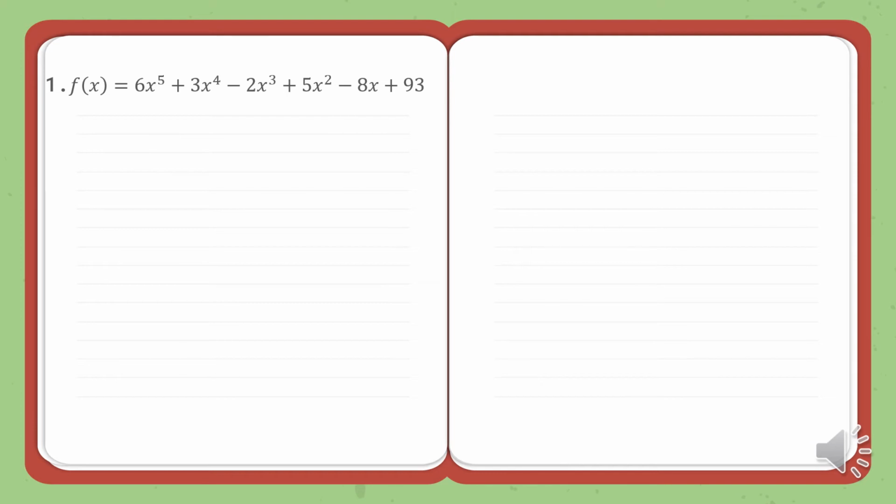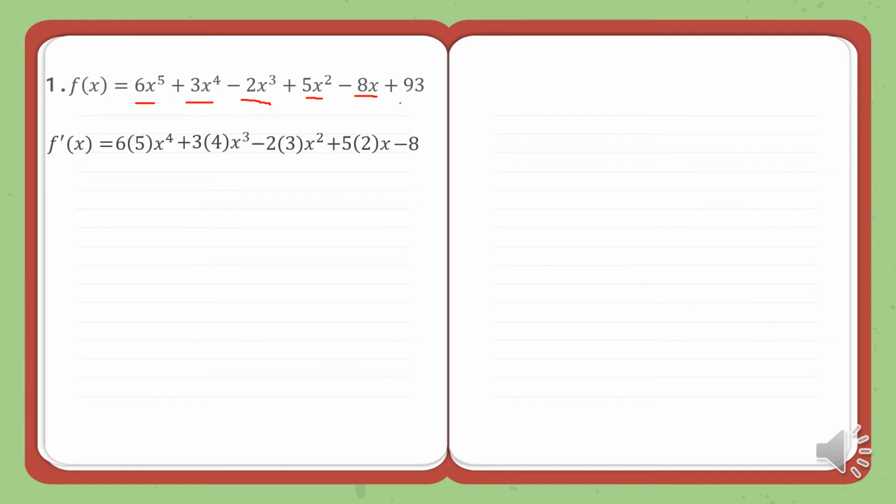Pero bago natin mahanap yung third derivative, we need to find first the first and the second derivative, yung mga naunang derivative. So for the first derivative, f prime of x is equal to the derivative of the first term, 3 multiplied to 5x raised to 4, plus derivative of the second, plus 3 multiplied to 4x raised to 3, minus derivative of the third, 2 multiplied to 3x raised to 2, and derivative of the fourth, 5 multiplied to 2x, and derivative of the fifth, minus 8.